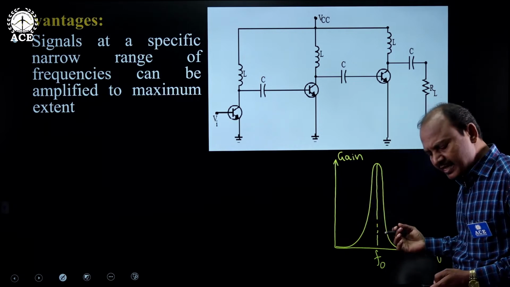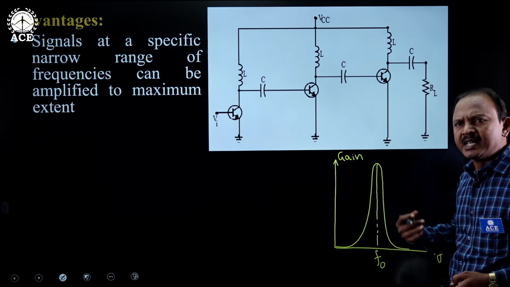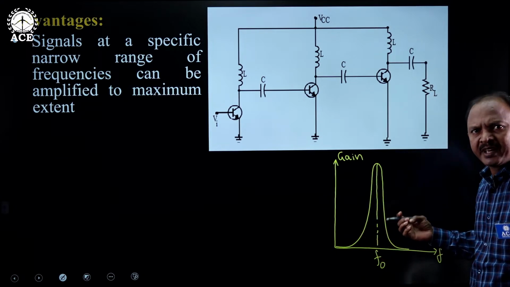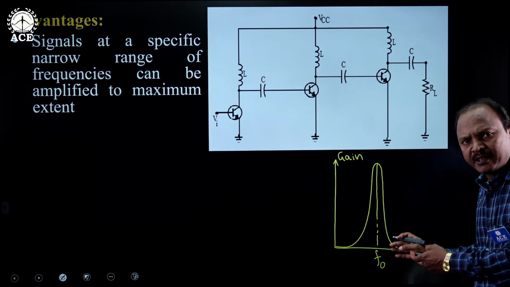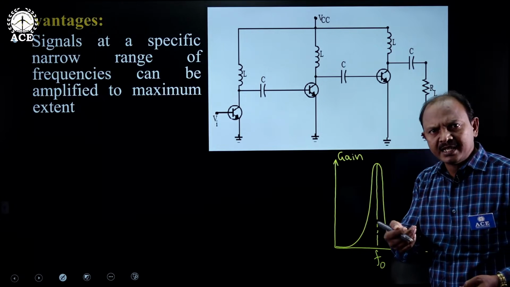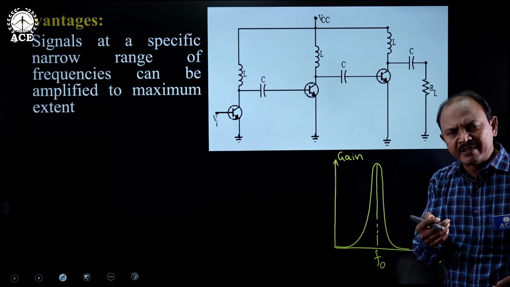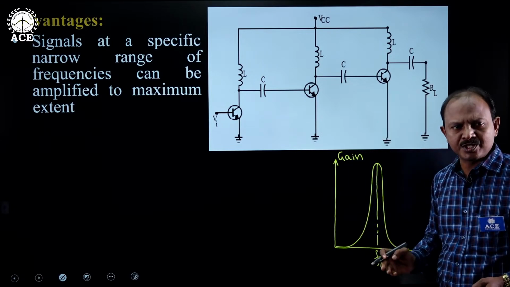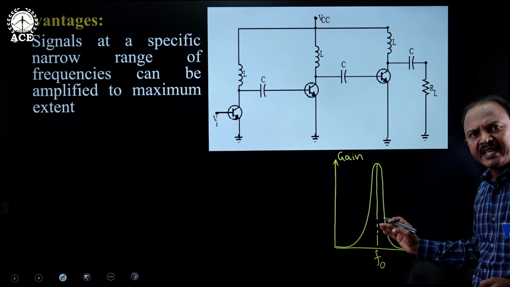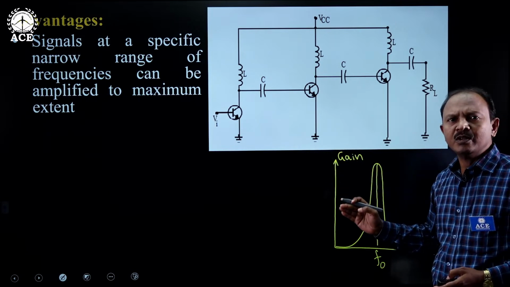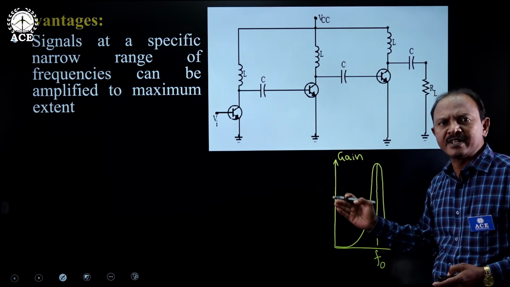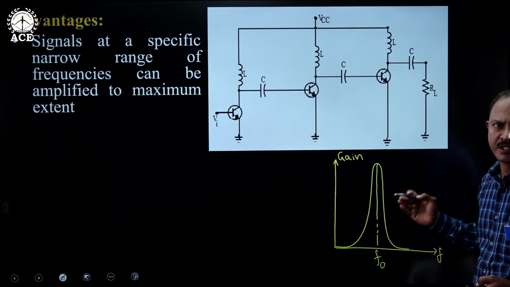So this technique, tuned circuit coupling, is very much used in TV and radio receivers. Whenever we want to select a channel in a TV, that means only one frequency is to be amplified to the maximum extent, and all the remaining frequencies are to be suppressed. Exactly that facility is there in tuned circuit coupling. We will be using these tuned circuit coupled amplifiers in TV receivers and radio receivers.